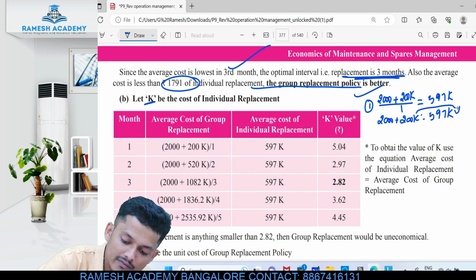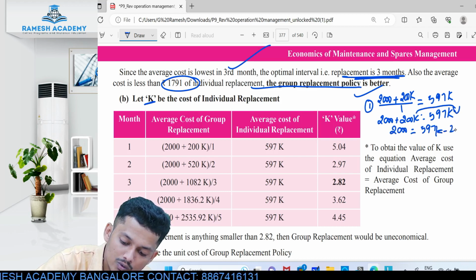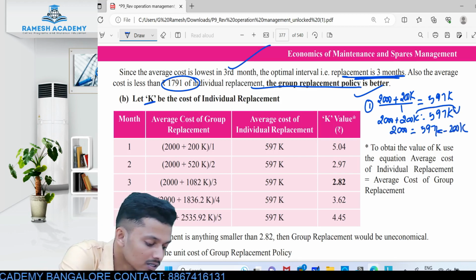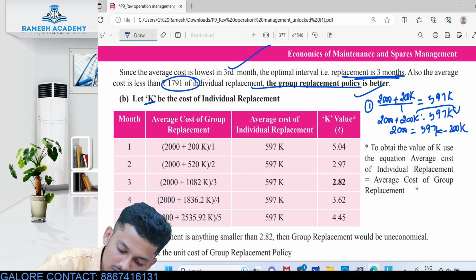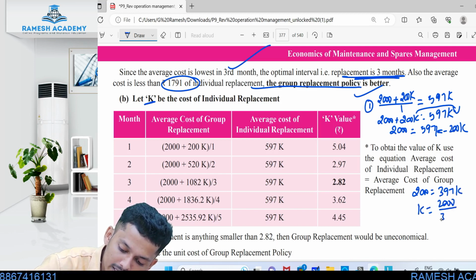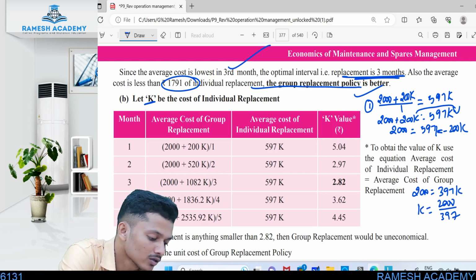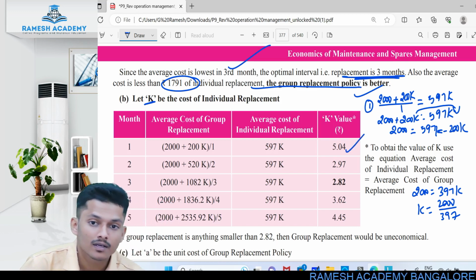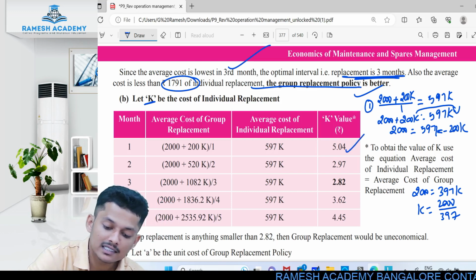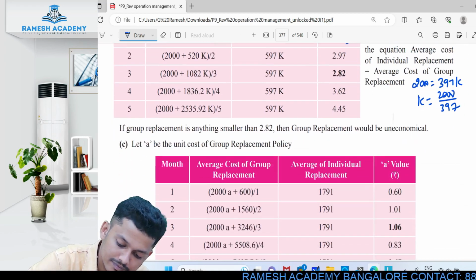Then 200k, if it goes here, it is subtract: 2000 is equal to 597k minus 200k, then it is 597 minus 200, 397k. So see, 2000 is equal to 397k, then k is equal to 2000 by 397, that is 5.04.